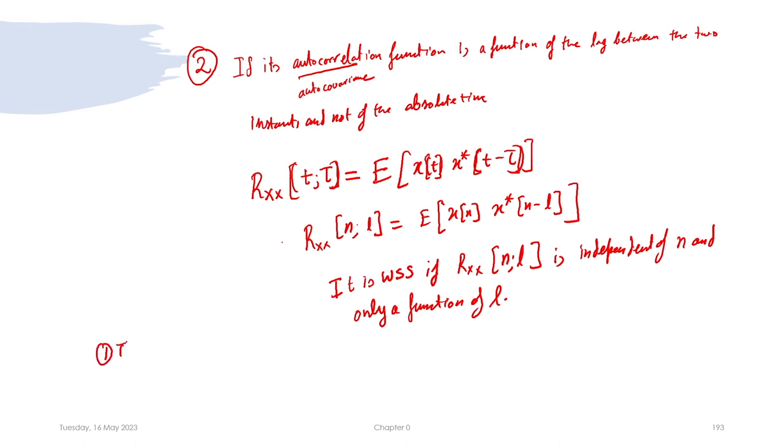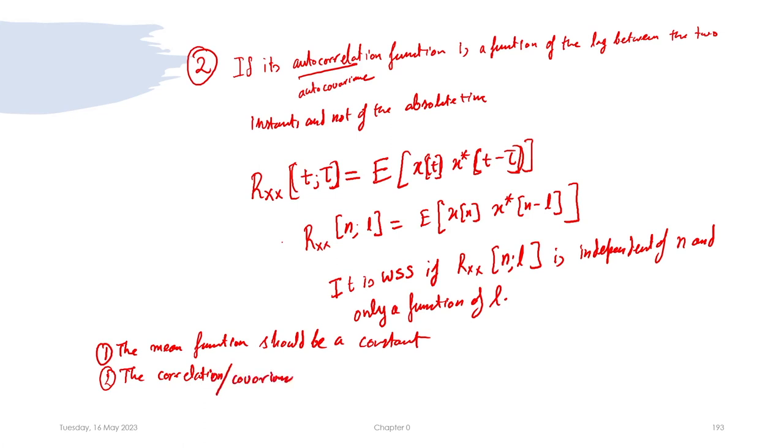I will write these down. The mean function should be constant. The correlation or covariance function should only be a function of the lag. Fine. So, this is about stationarity.